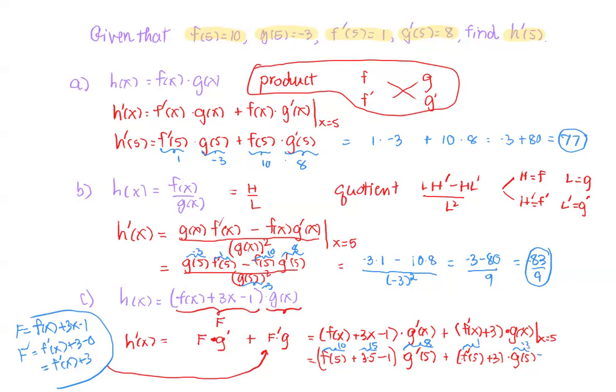The problem simplifies to 10 plus 15 minus 1, which is 24, multiplied by 8, and then plus 1 plus 3, which is 4, multiplied by negative 3. Therefore, we have 192 for the product of 24 and 8, minus 12. Finally, the number is 180.